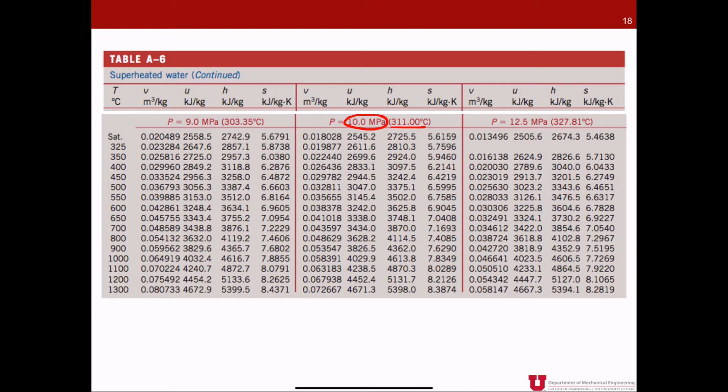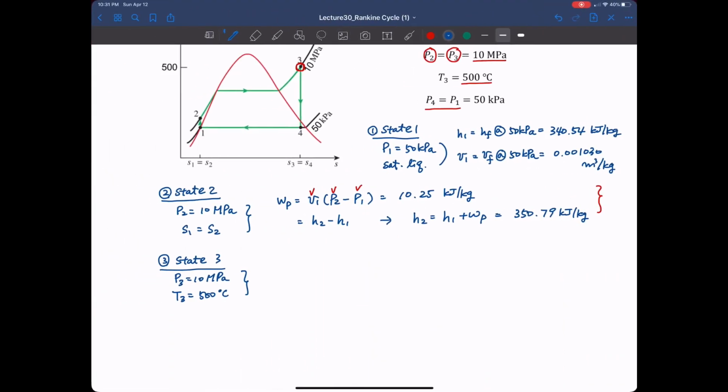Then at 10 megapascal and 500 degrees Celsius, we know the specific volume, enthalpy, and entropy. Particularly, the enthalpy and entropy are the important properties that we have to use. Let me write it down here. Now H3 can be written as 3375.1 kilojoule per kilogram, and we also know S3, which is 6.5995 kilojoule per kilogram Kelvin.